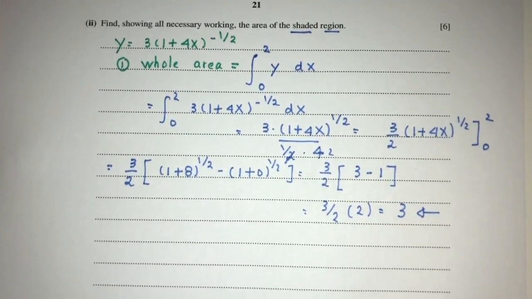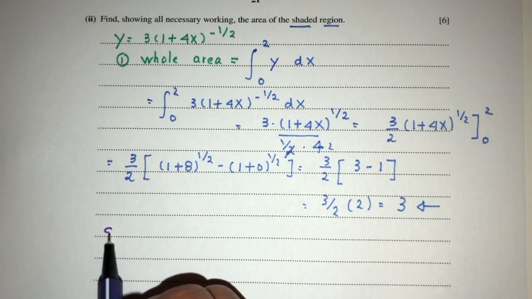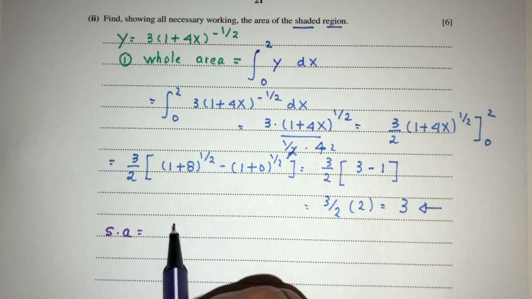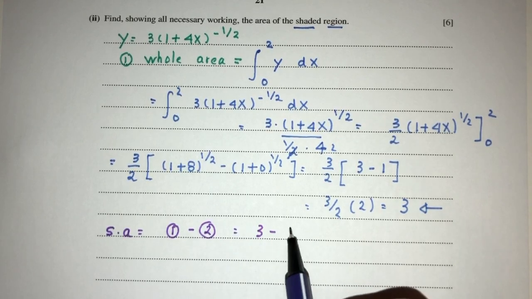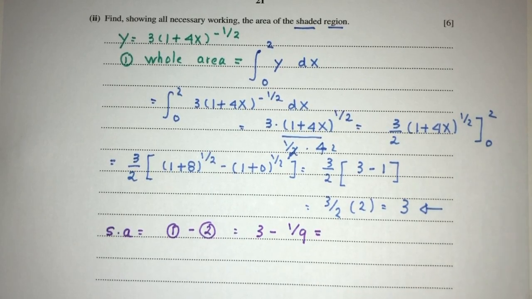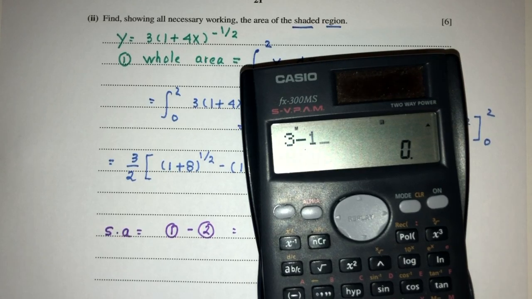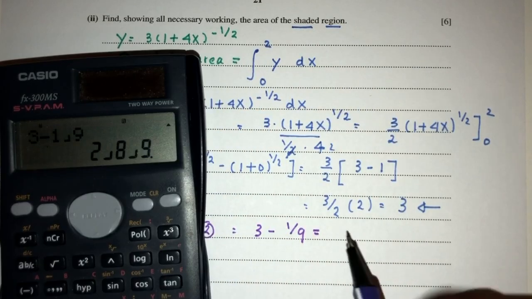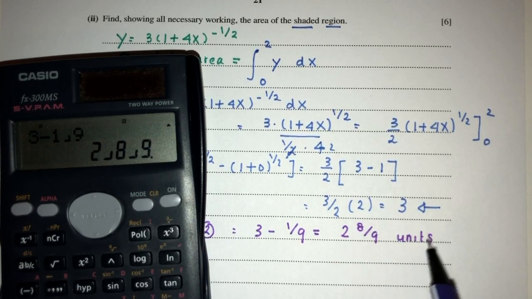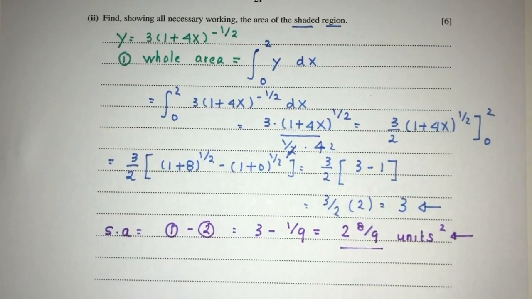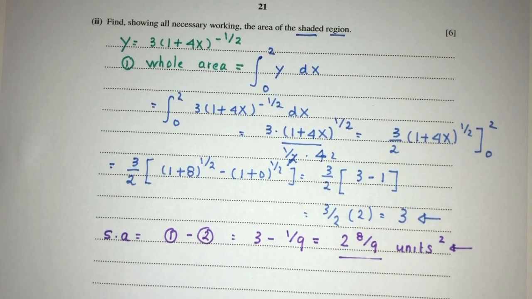The main idea is that to find the area of that region, the shaded area is number 1 minus number 2. 3 minus 1 over 9 should be, let's see, 2 and 8 over 9 units squared. Okay, this is your answer for question number 7. No, sorry, number 11, not 7. That's the last question of this paper.